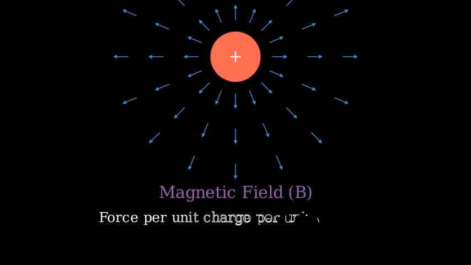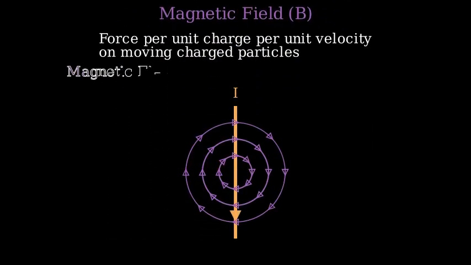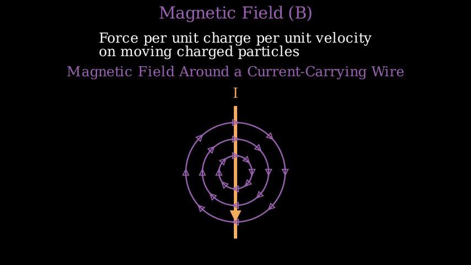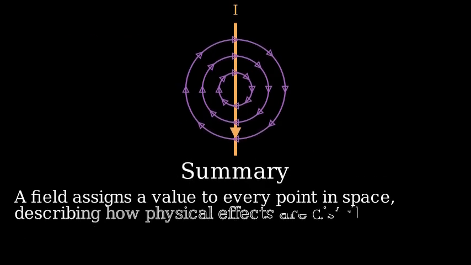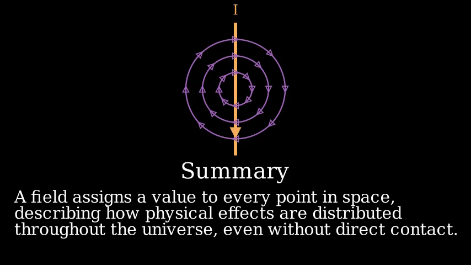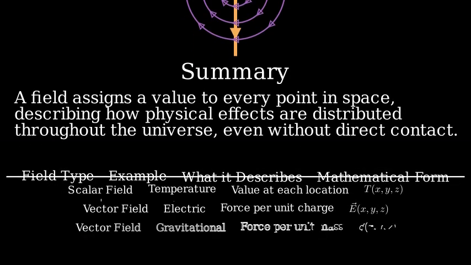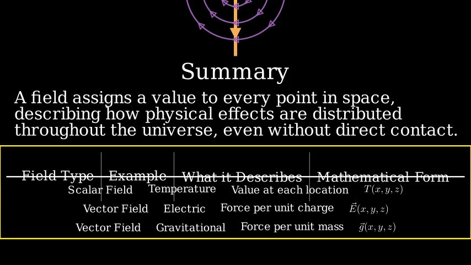The magnetic field, represented by the vector B, describes the force per unit charge per unit velocity on moving charged particles. Let's summarize what we've learned about fields in physics. A field is a way to assign a value, which can be a number or a vector, to every point in space, letting us describe how physical effects are spread out and felt throughout the universe, even where there's no matter or direct contact. Here's a summary table showing different types of fields, examples, and what they describe.